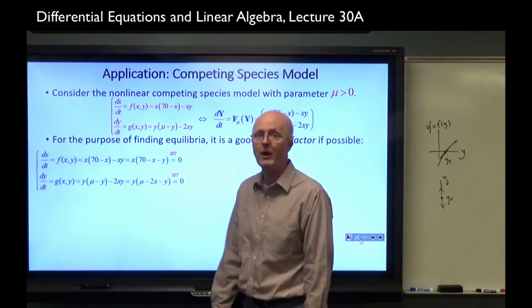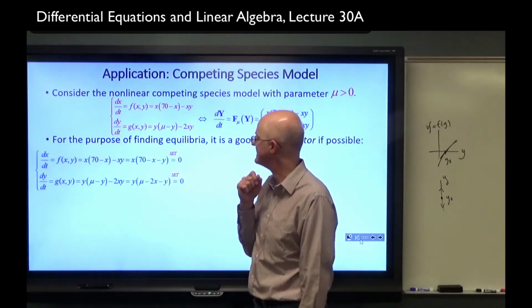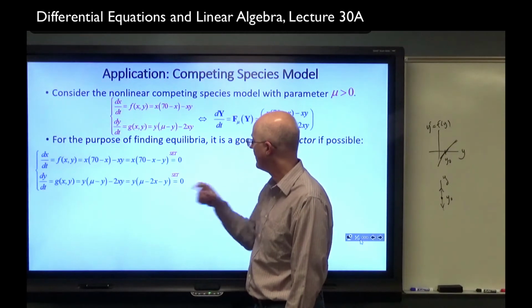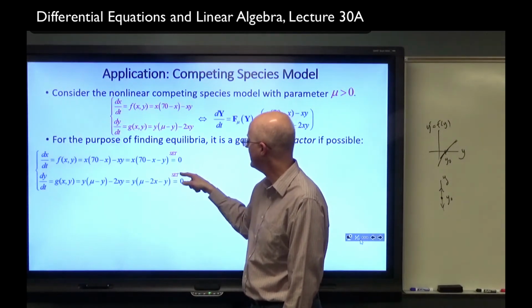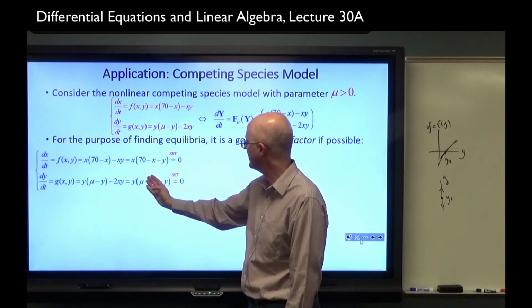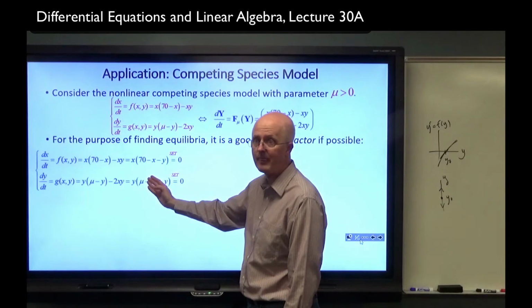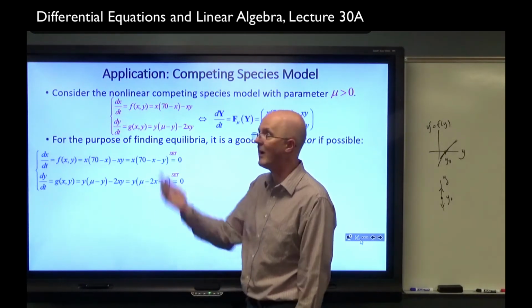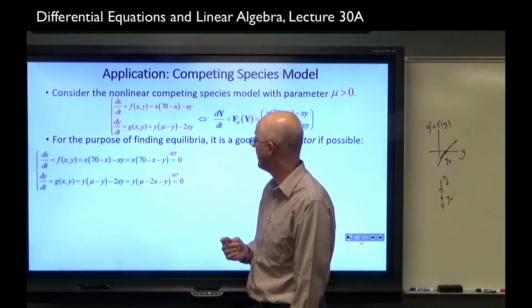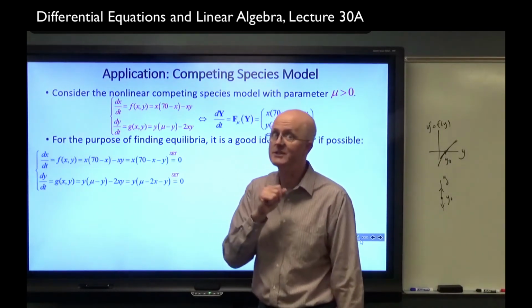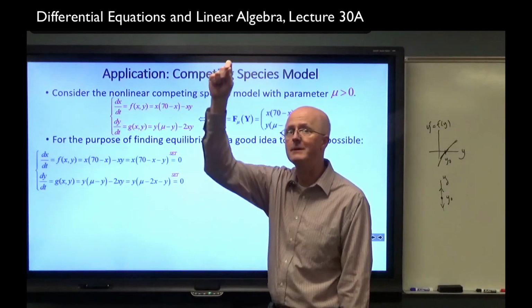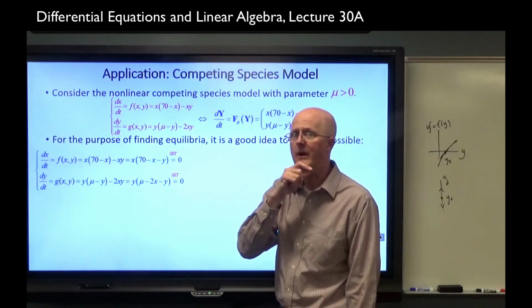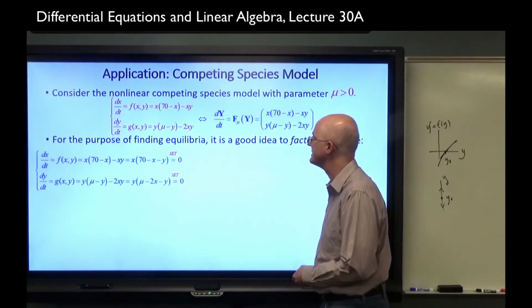A third equilibrium point would be on the positive y-axis, when x is 0. When x is 0, this equation is certainly true, and when you plug in 0 there, this term goes away, you're left with y times (mu minus y), which has solutions at y equals 0 and y equals mu. We already dealt with the one at the origin, so the other one on the y-axis is at x is 0, y is mu, which changes as mu changes. It would go up as mu goes up.